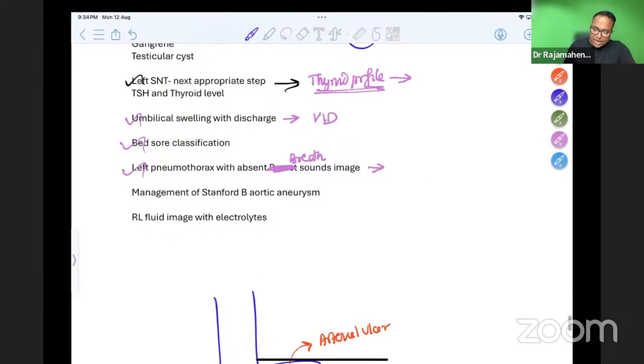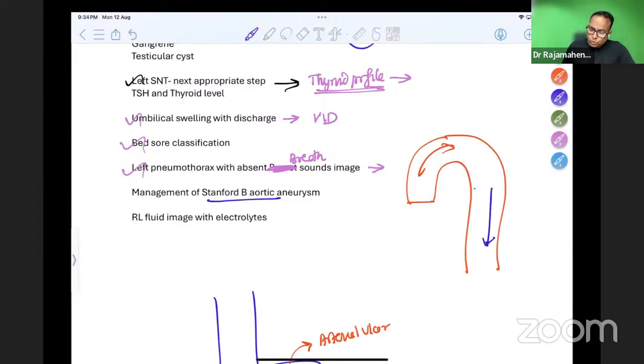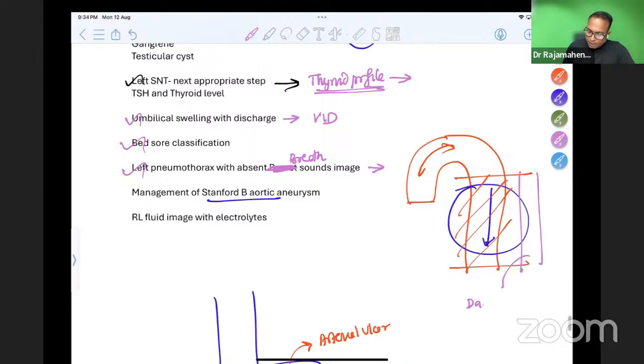So management of Stanford B aneurysm. Stanford A is an aneurysm involving the ascending aorta. B is a descending aorta aneurysm. So for any aneurysm in the descending aorta, we can go for resection of this aneurysm and we can use Dacron grafting.